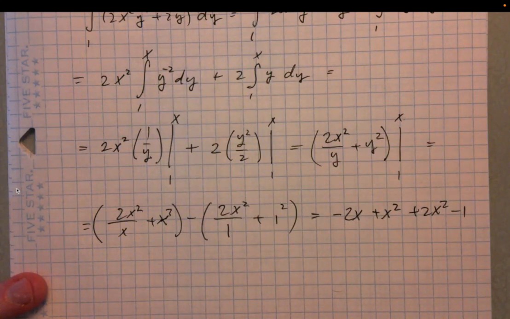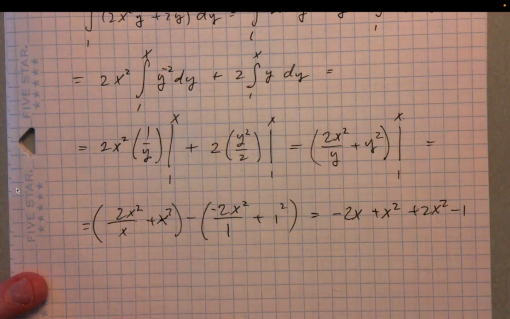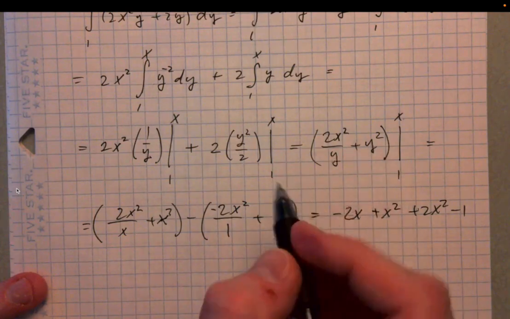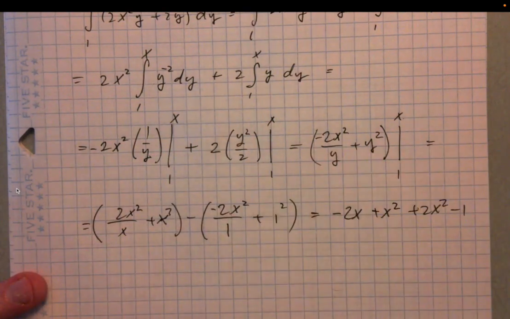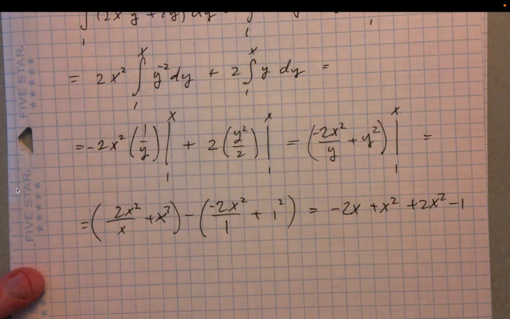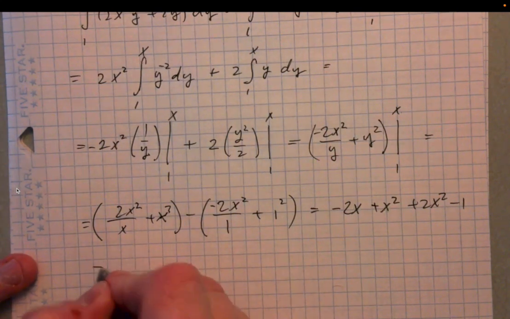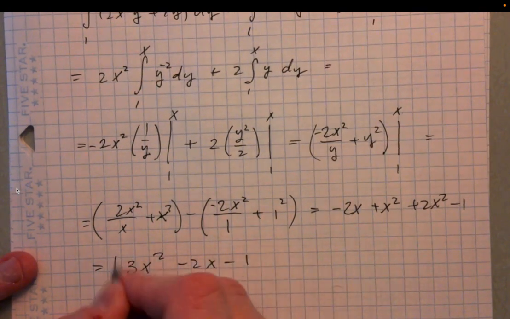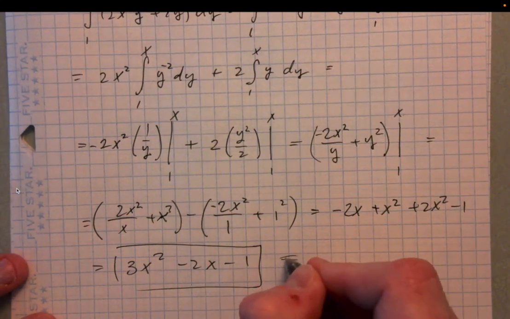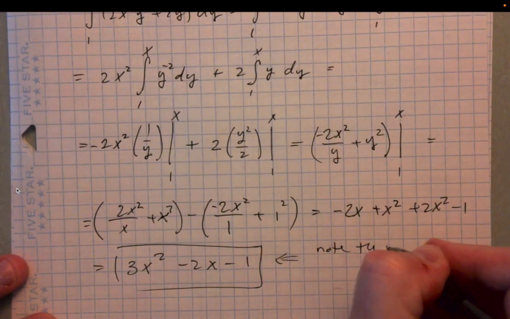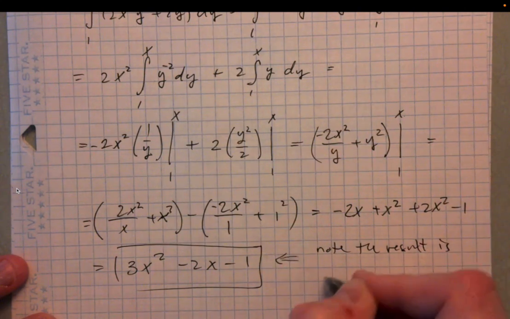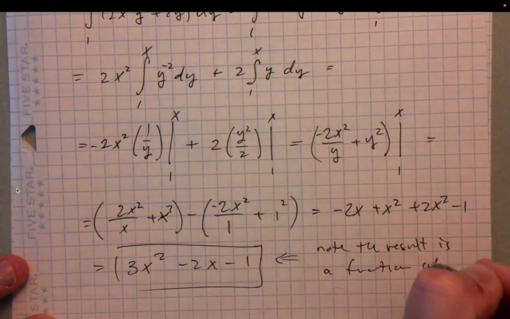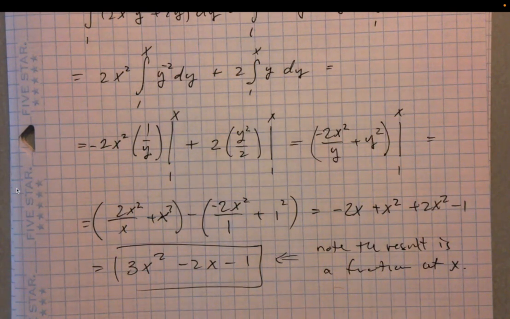Okay. And, oh, sorry, I missed a negative here. Yeah, that should be negative there. Actually, this should be negative everywhere. How did I miss that? There we go. Yes. Okay. And so then that simplifies further down into 3x squared minus 2x minus 1. Okay, and so again, note the result is a function of x. Okay, the result is a function of x.